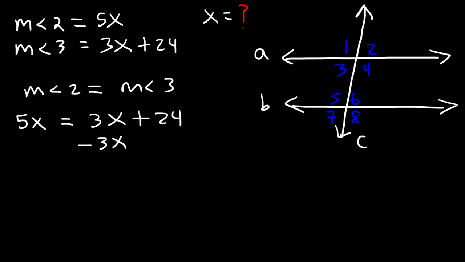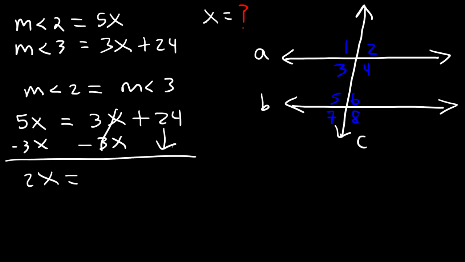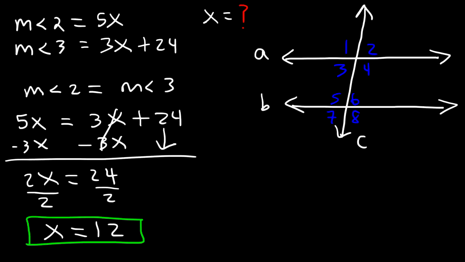So let's begin by subtracting both sides by 3x. 5x minus 3x is 2x. So 2x is equal to 24. And 24 divided by 2 is 12. So that's the answer to the first problem. X is equal to 12.